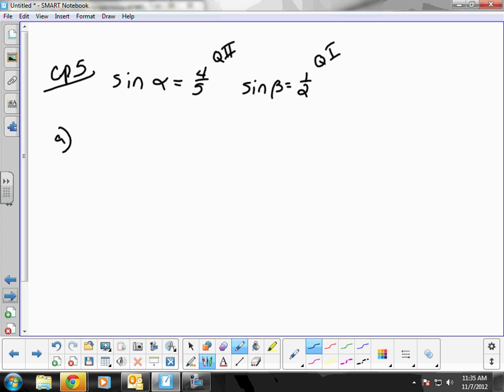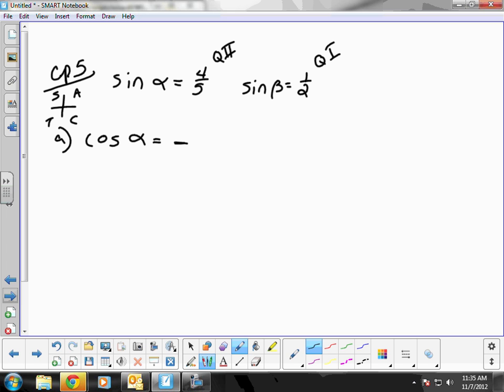A asks us to find the cosine of alpha. Because everything we've done so far, all the formulas require the sine and the cosine of the same angle. So if I know that the sine of alpha is 4 over 5, how do I find the cosine of alpha if it's in quadrant 2? Number 1, I know it's negative. All smart trig classes, I know it's a negative, right? Because I'm in quadrant 2.